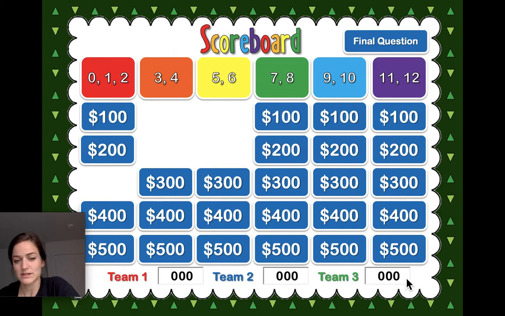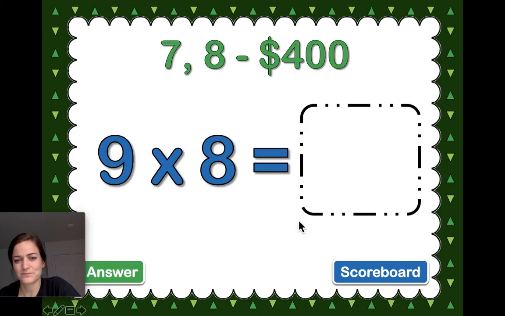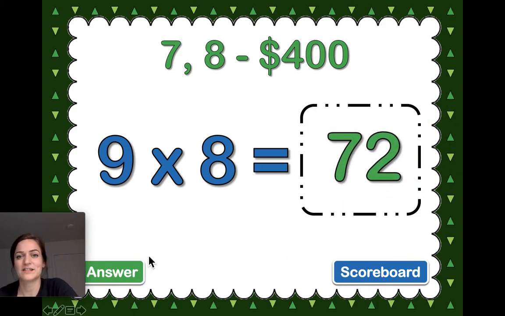Okay, let's do 7's and 8's for 400. 9 times 8. Hopefully you can remember how to do the 9's trick. Try to do 9 times 8. Pause the video, find your answer, and then click play to see what the correct answer is. All right, 9 times 8 is 72. If you did your 9's trick, you would put your 8th finger down, and then count your 10's, you'd have 7 fingers. Count your 1's, you'd have 2 fingers.